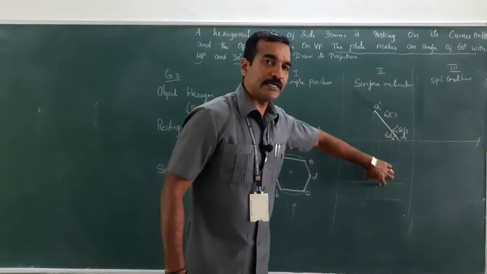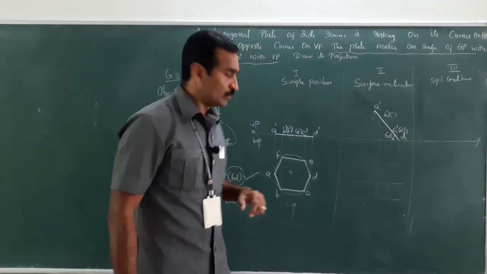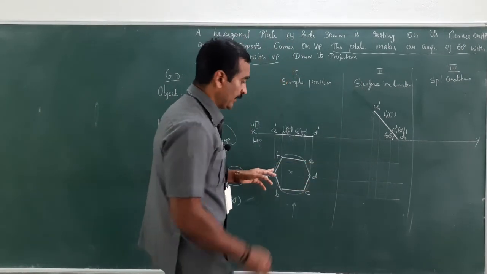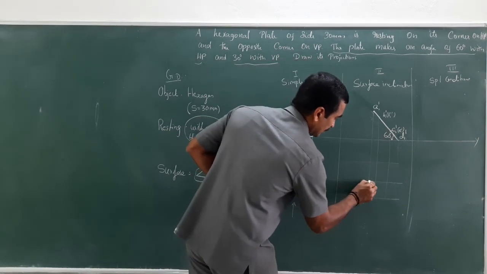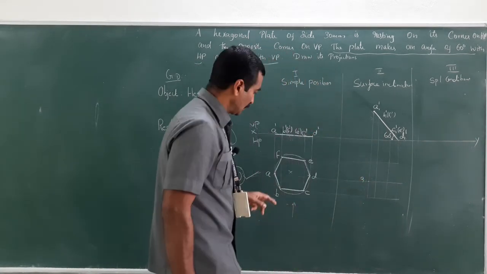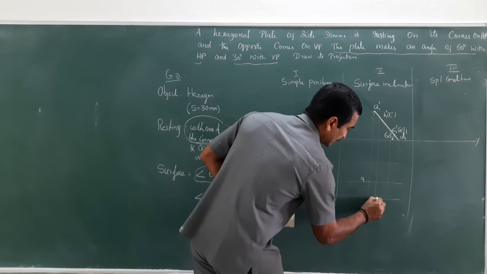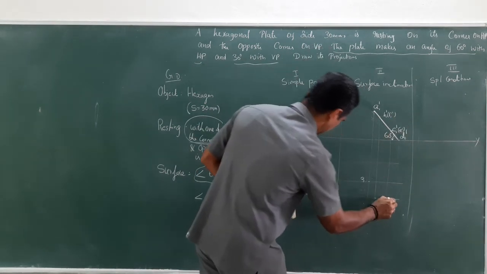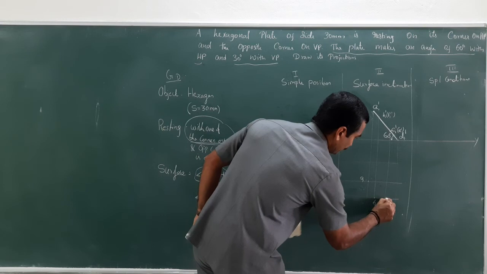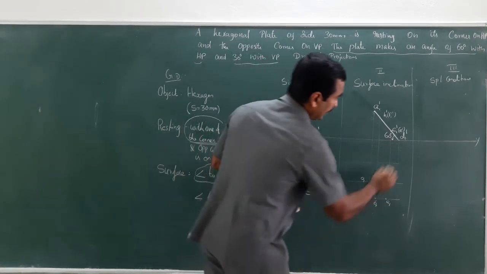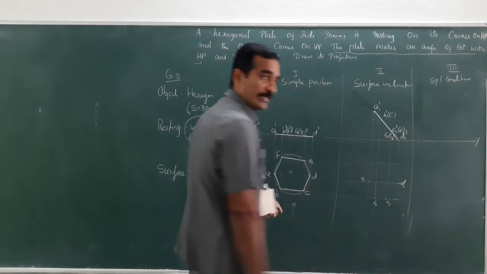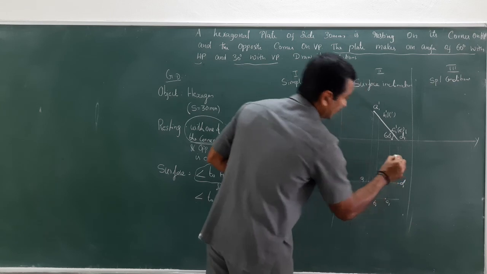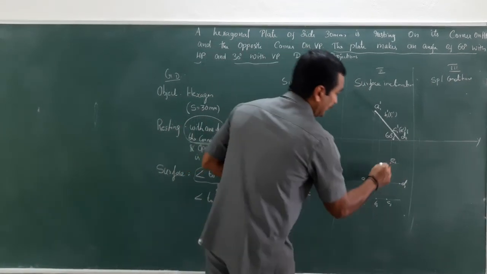Now in order to get the top view, I need to see the intersection points, that is the horizontal projectors and vertical projectors. Where is A? A and A are intersecting here. This becomes A1. B and B are intersecting here. This becomes B1. C and C are intersecting here, right? This becomes C1. D and D are intersecting here. This becomes D1. E, the horizontal projectors as well as the vertical projectors are intersecting here. This becomes E1. And F are intersecting here.